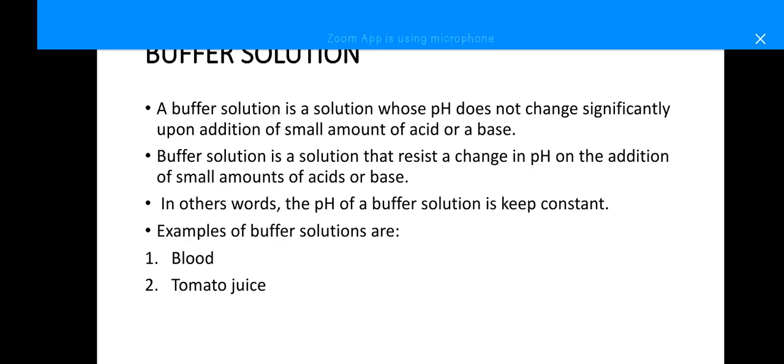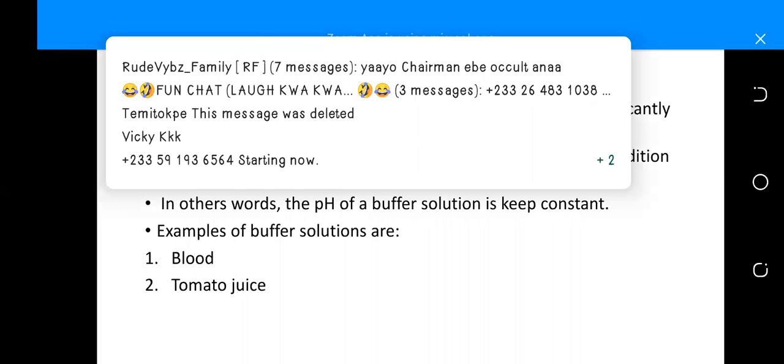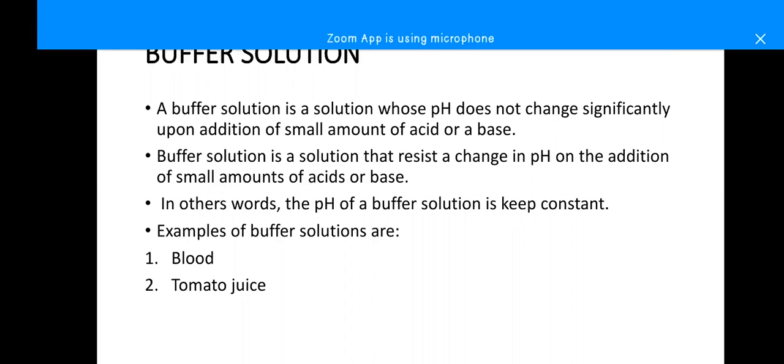In other words, the pH of a buffer solution is always kept constant. Examples of buffer solutions are blood and tomato juice. So these solutions try to resist any change in their pH value when you add an amount of acid or a base.